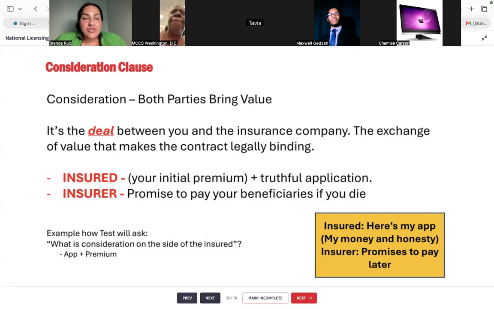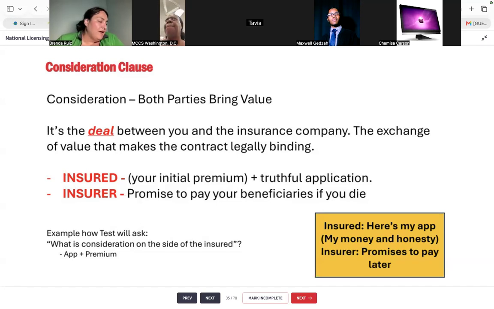So as the insured, you are the client. What kind of value do you bring to the insurance company, right? Well, there's your premium, of course, and your truthful application. Your premium and your truthful application are very valuable to the insurance company, for obvious reasons. They want your money. And in exchange, the insurance company is going to promise to pay your beneficiaries should you pass away. So the insured will provide their premium and the truthful application in exchange for a promise to pay your beneficiaries when you pass away.